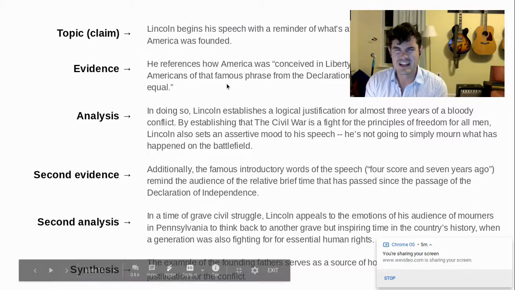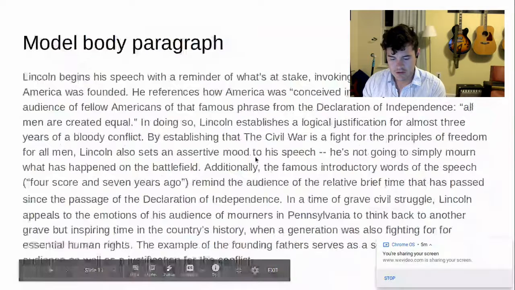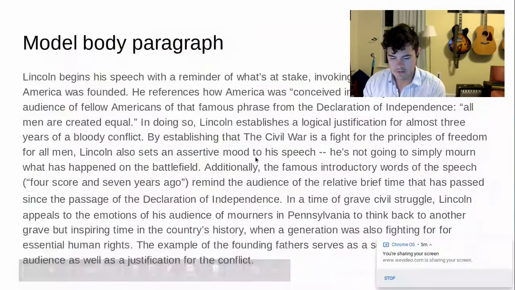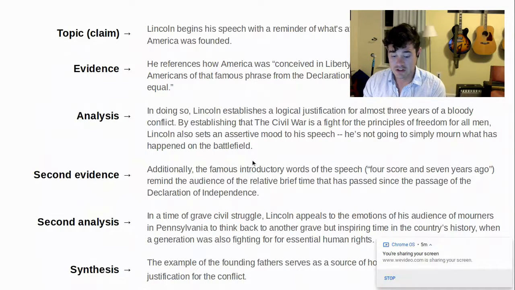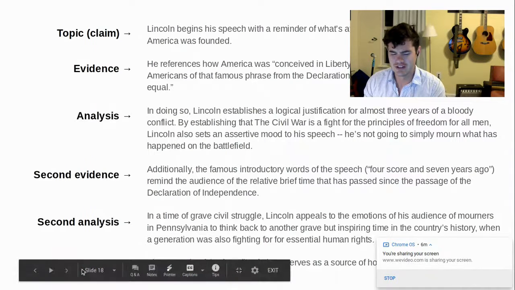And then I synthesize it. I bring these ideas together. The example of the founding fathers, that's the idea that's been present throughout this entire body paragraph, serves as a source of hope, as well as a justification for the conflict. So your synthesis can look a lot of different ways, but it should just reference these ideas that you are tying together, so to speak, if that makes sense. Okay?